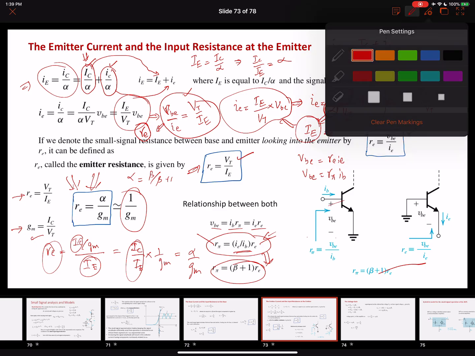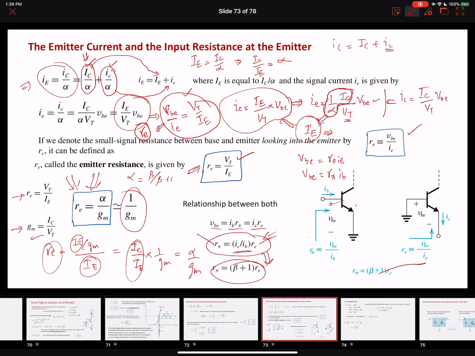All right. So this is what we have been talking about, right? This is a common emitter model. In a common emitter model, looking into the base, the value of the resistance is R pi, the base resistance, and the value equals VBE over IB. In a common base model, RE is the resistance looking into the emitter terminal, and the value is VBE over IE. So these are the circuit models of the emitter resistance and the base resistance for the common emitter and the common base models.